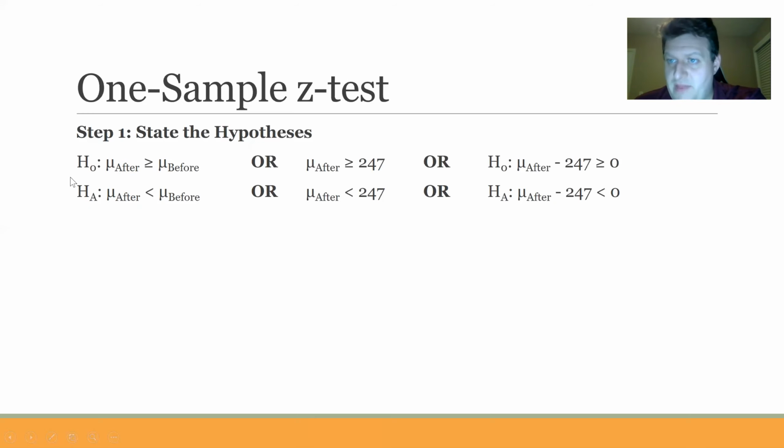The null hypothesis is always the exact opposite. So I have to switch. Instead of less than, it's greater than. And like I said before, there's always an equal sign in the null hypothesis. So we have greater than or equal to right here for the null. Of course, we know that the population mean is 247, so we could plug that in if we wanted to write our null hypothesis and alternative hypothesis that way.